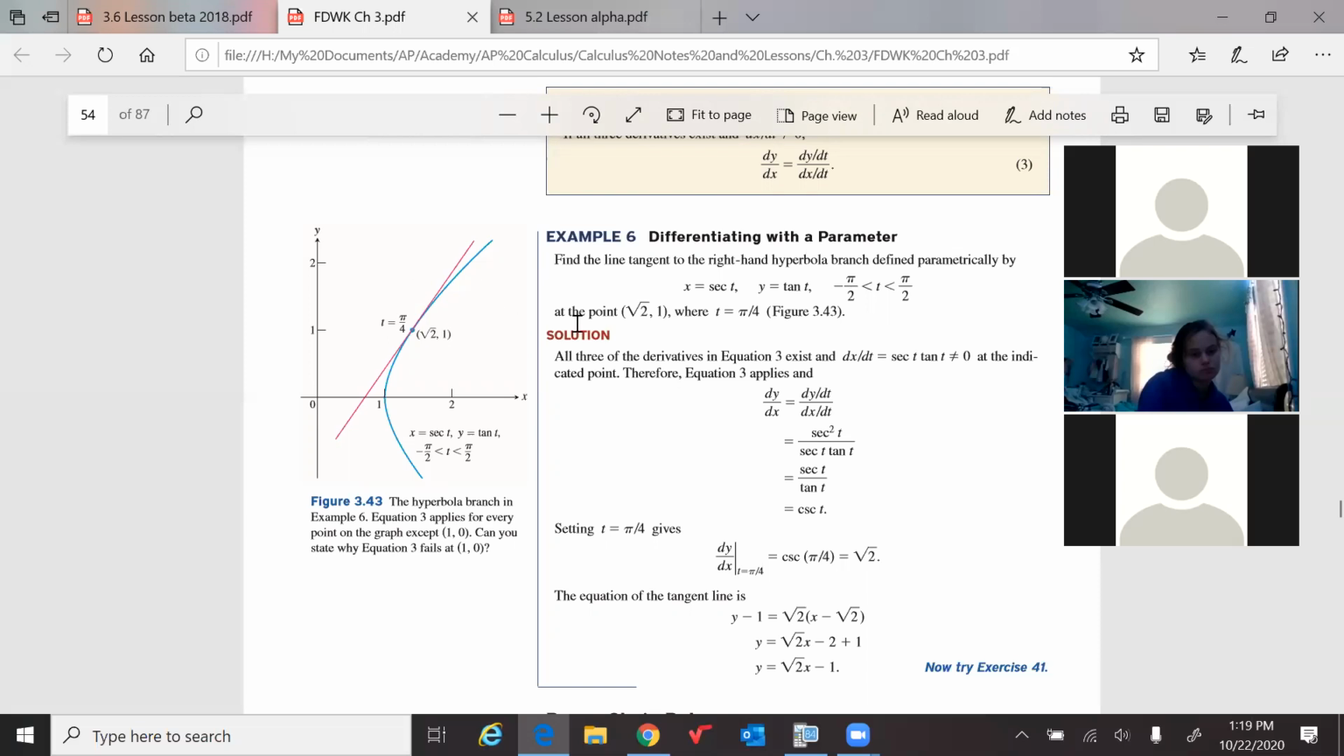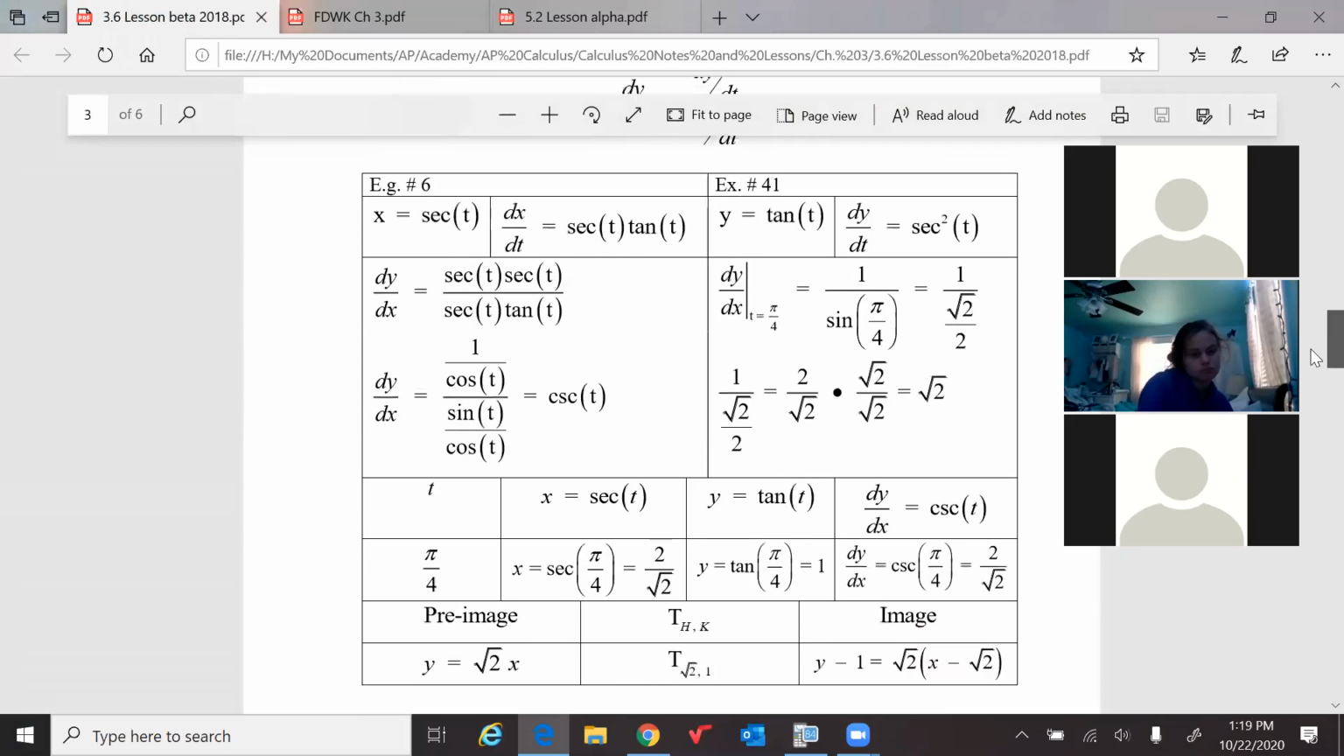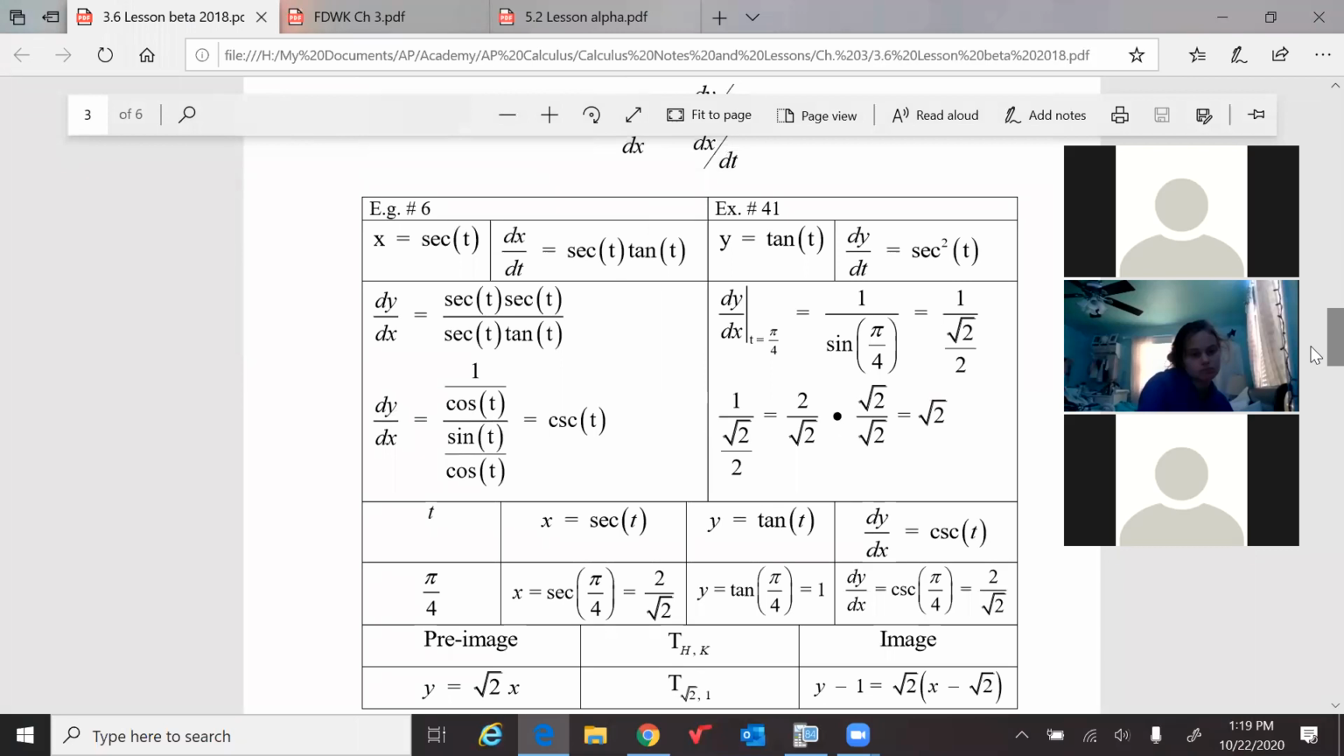So what do they tell you? x equals secant t and y equals tan t. And they put a restriction on the domain. So we wrote it this way. Well, let me just show you this. This is more dimensional analysis.